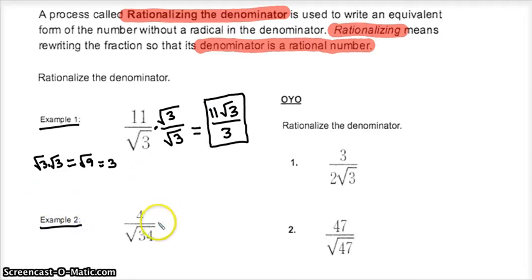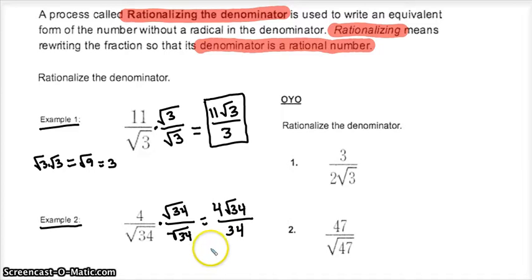For example number 2, I am again going to multiply the top and the bottom by the square root of 34. Up top, I get 4 times the square root of 34, and on the bottom, I get 34. Since 2 is a factor of both 4 and 34, I'm going to simplify, and my final answer is 2 root 34 over 17. Notice, I only simplify numbers outside of the radical.